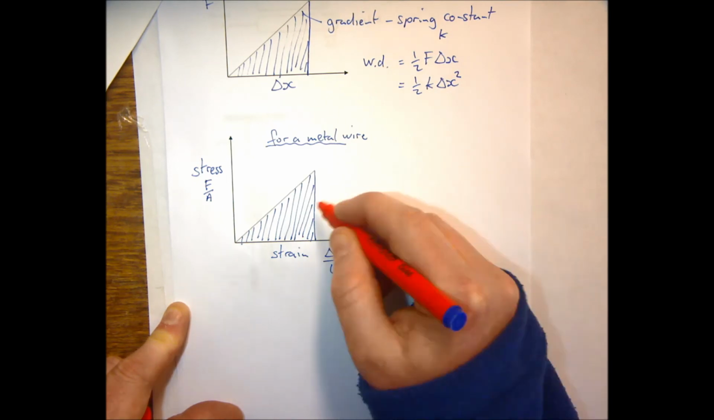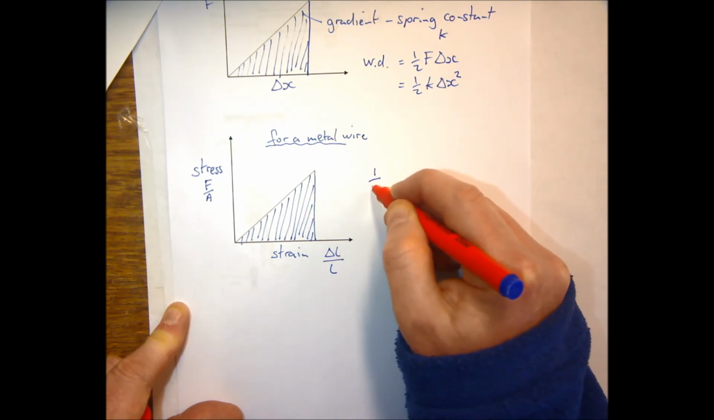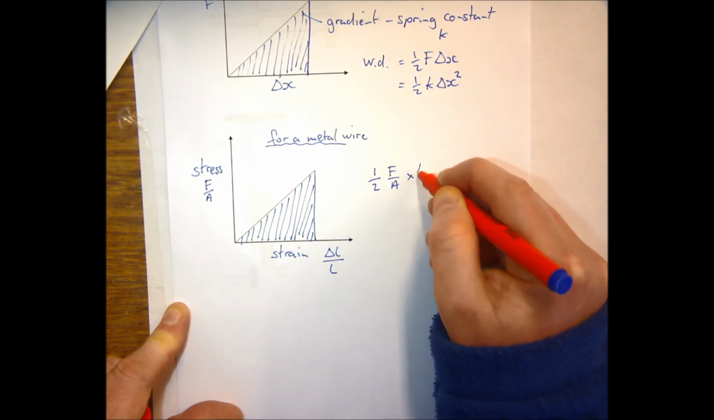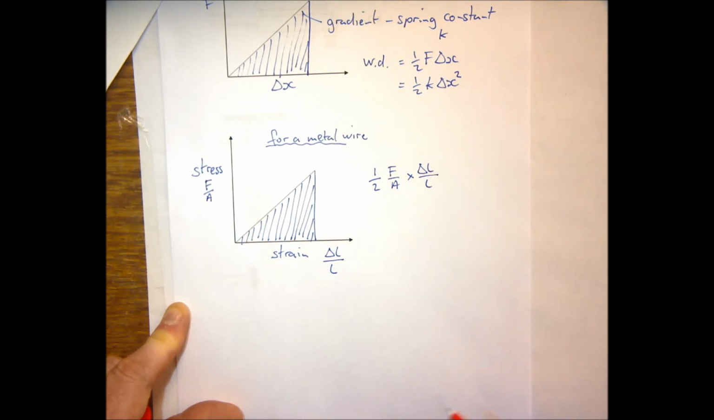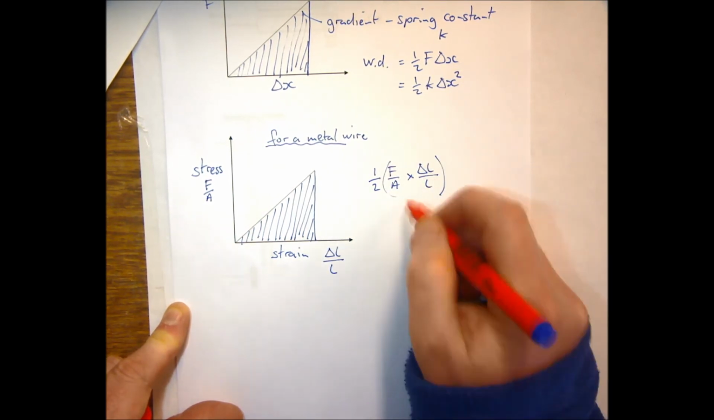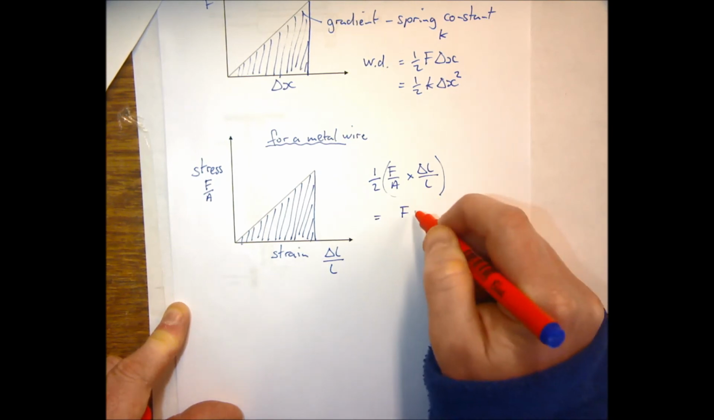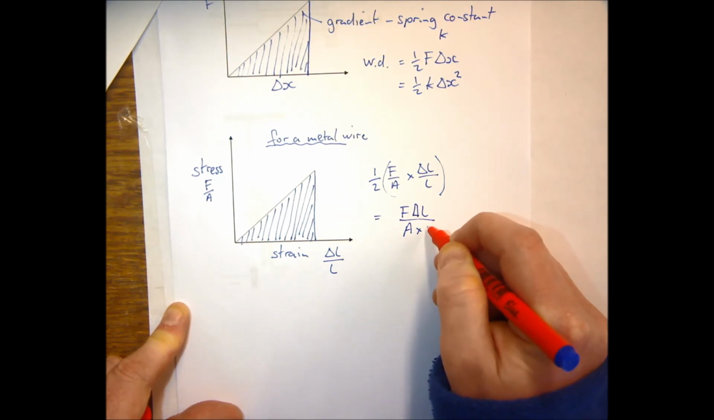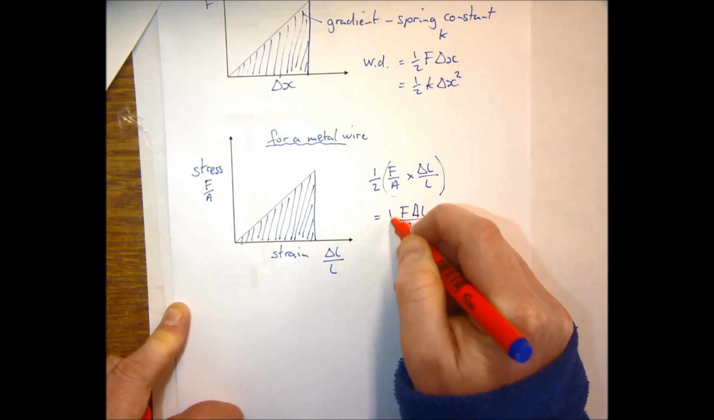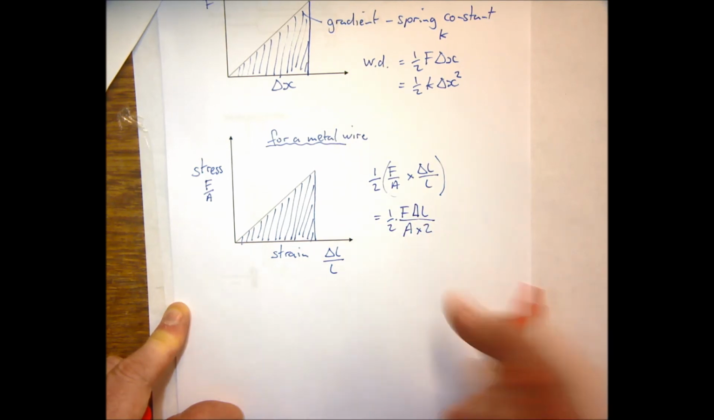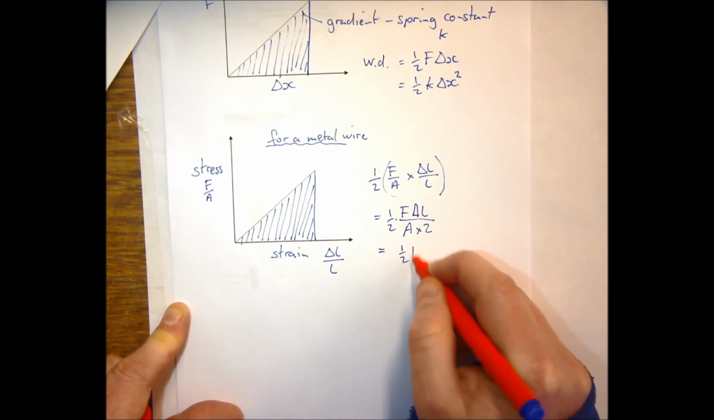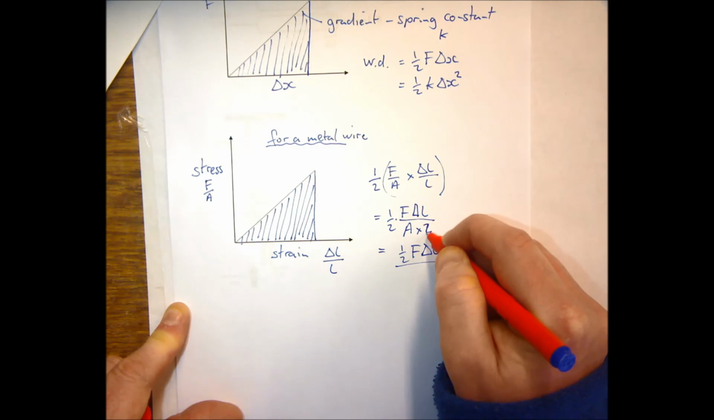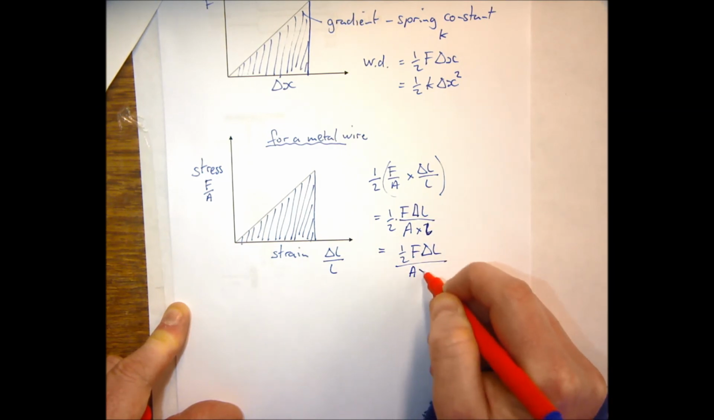So it's going to be half base times the height, half F over A times delta L over L, and we end up with F delta L over A times L, and there's a half there. So on the top we have half force times the extension, delta L, and on the bottom, that was L, we have cross-sectional area times the original length.